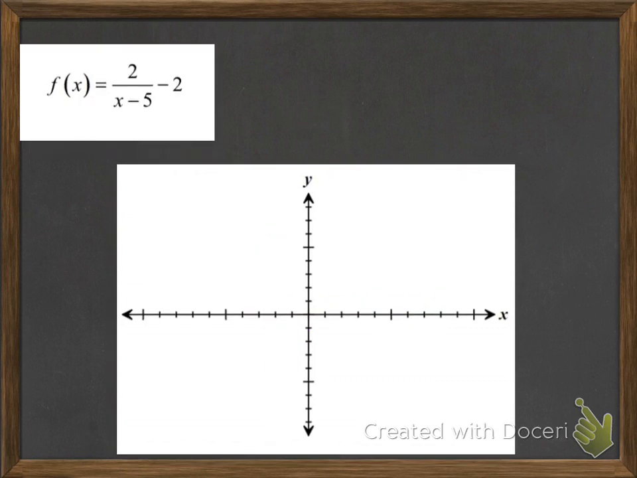All right, and we have one last problem. This one is going to have a shift down 2 units. So down 2 will be the horizontal asymptote. Right 5 units will be the vertical asymptote. And we have a vertical stretch by a factor of 2.